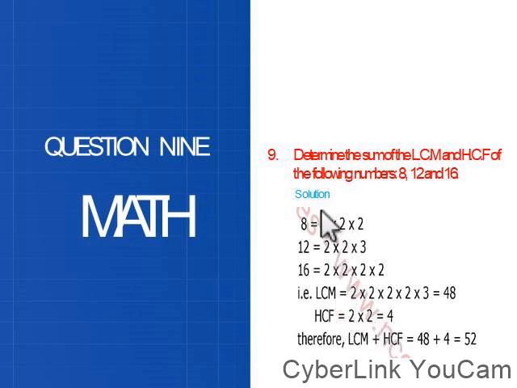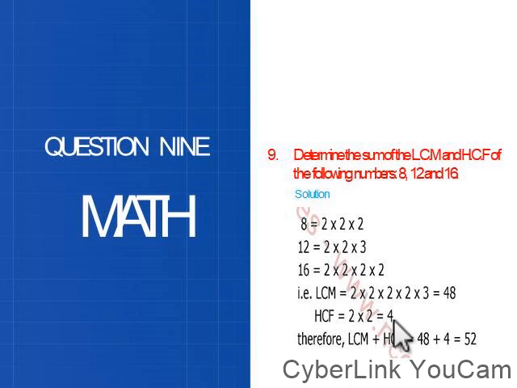For the HCF, we're going to look at the prime numbers that are common to the 3 of them. So first things first, we have 2 as common here, so we put the 2. We have another 2 that is common among the 3. We put that down here. Is there any other thing that is common among the 3? No, this 2 is not common, this 3 is not common, this 2 is not common. So we leave it at 2 times 2. So the HCF, or the highest common factor, of 8, 12, and 16 is 4.